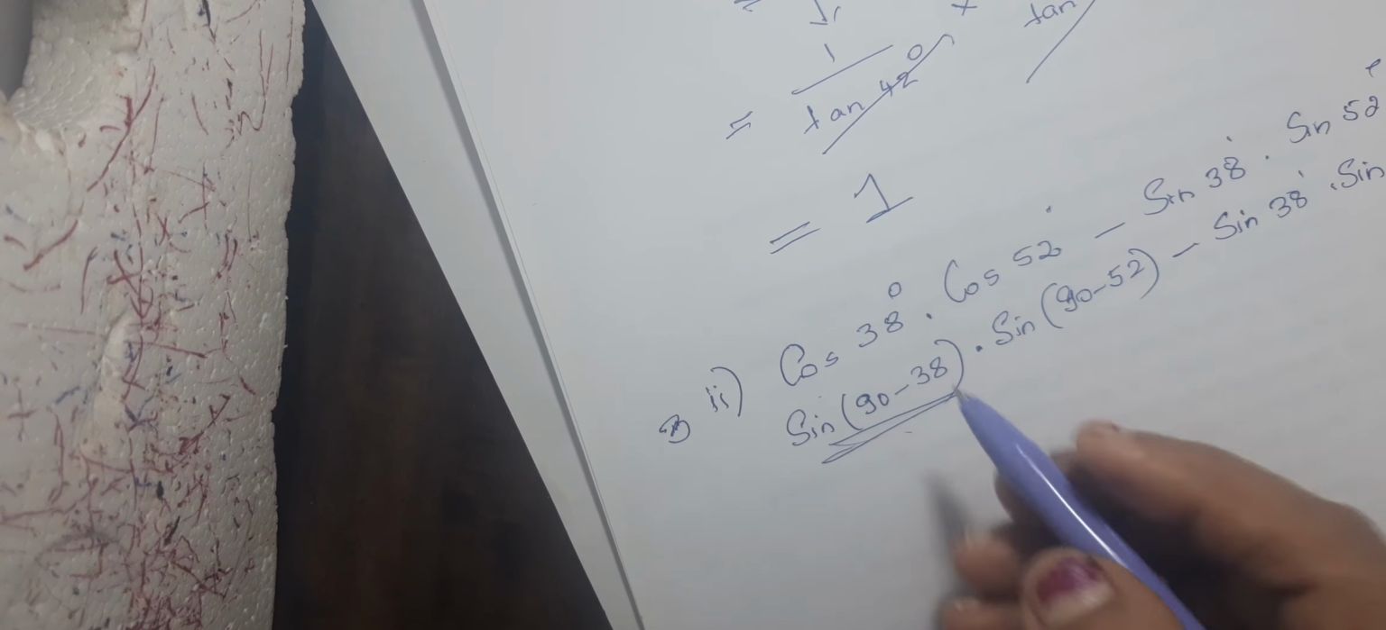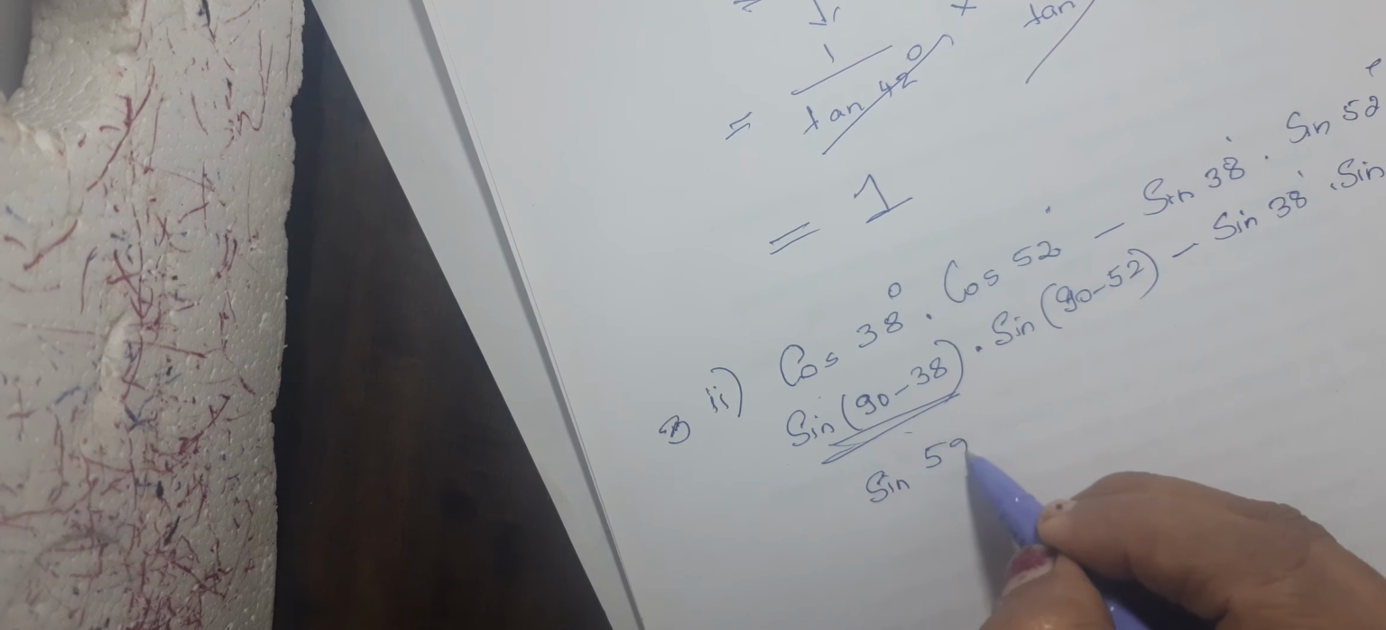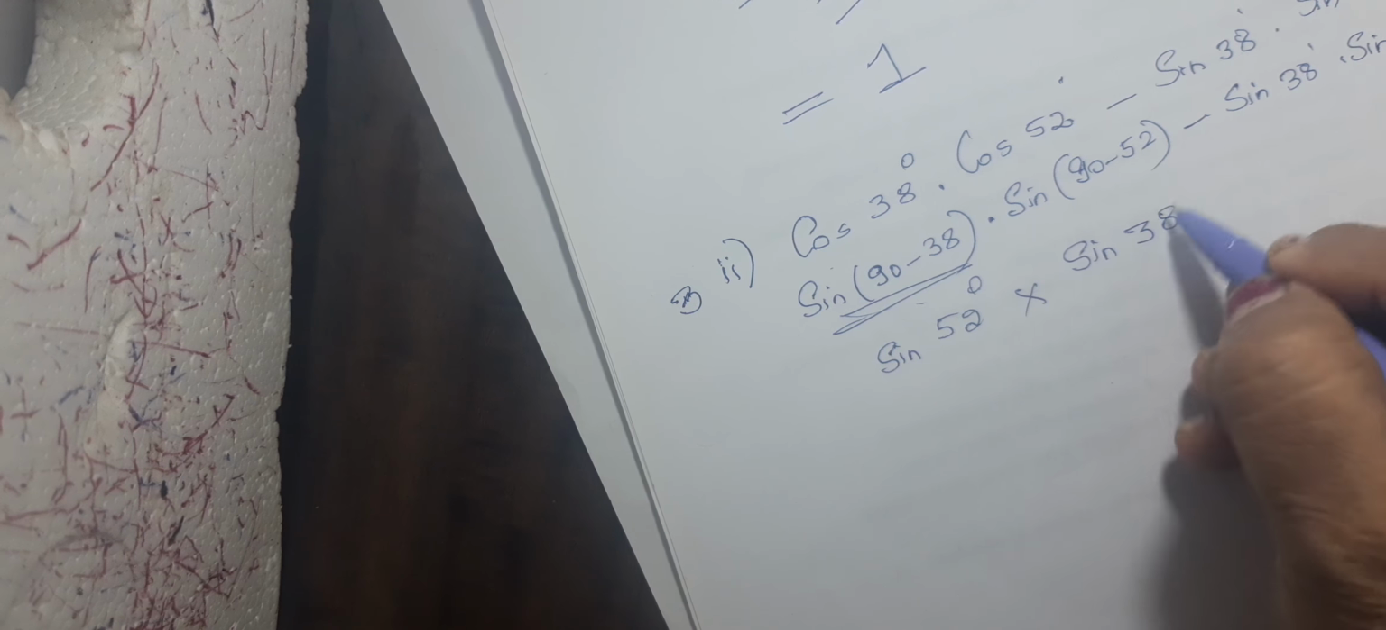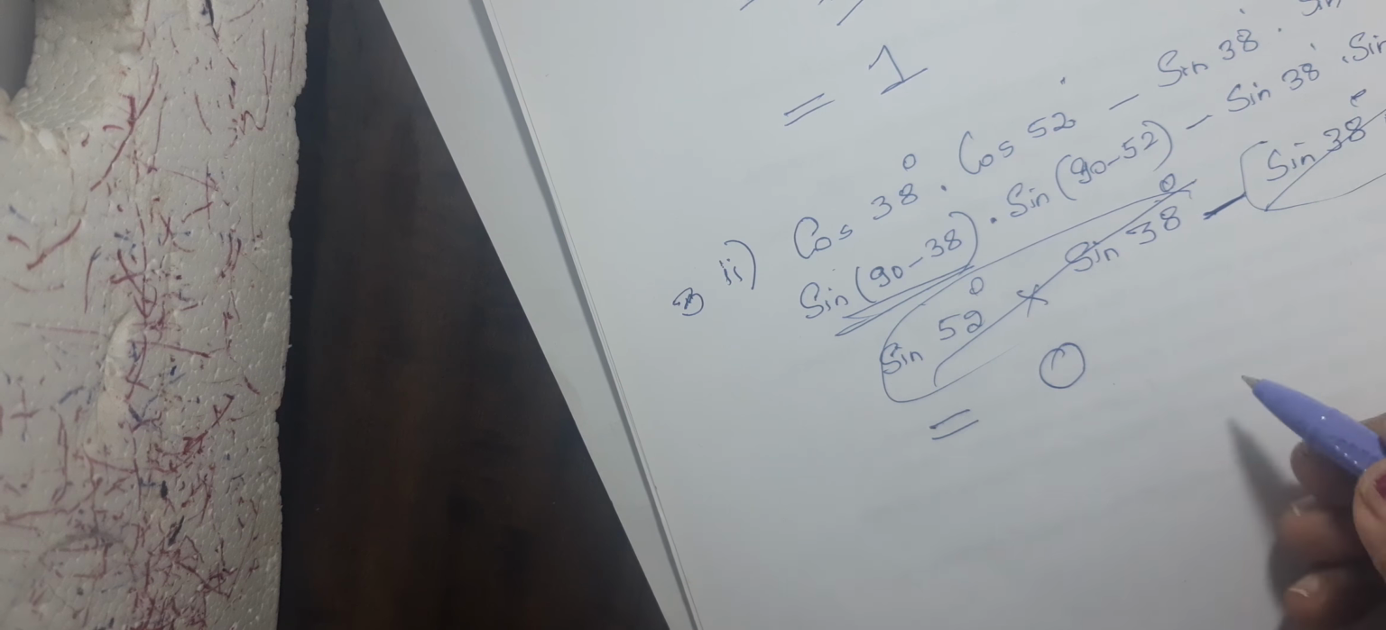So this will become sine 52 into sine 38 minus sine 38 into sine 52. So what happens now? This value and this value are both the same. That is why the answer is 0. Since there is a minus, this whole thing is one term and this is also one term. Both terms cancel each other and you get 0. So that is the end of this video. So let us stop now. Okay.